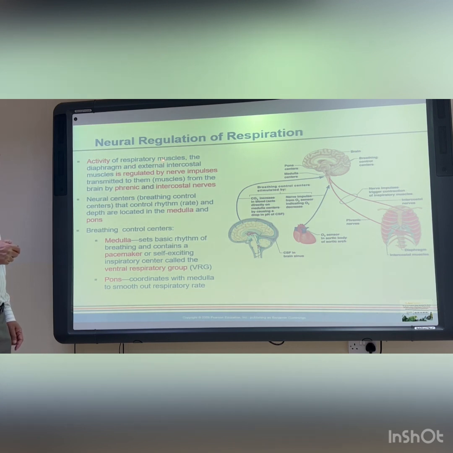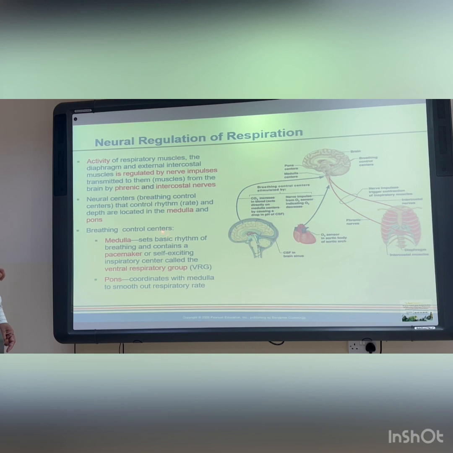So again, the activity of respiration muscles, diaphragm and external intercostal muscle, is regulated by the nerve impulses transmitted to those muscles from the brain by the phrenic nerve and intercostal nerve. The neural center or breathing control center that controls rhythm, rate, and depth is located in the medulla and pons. So the breathing center controls the rhythm, the rate, and depth.